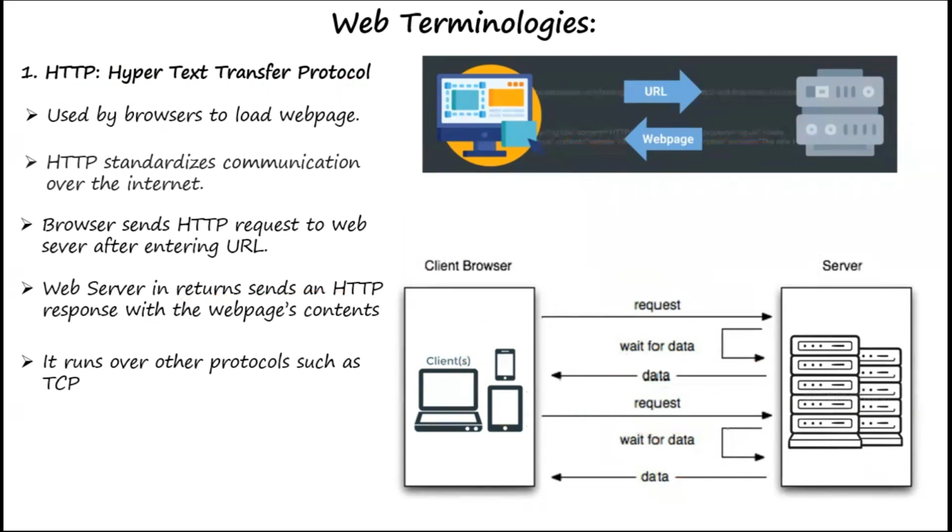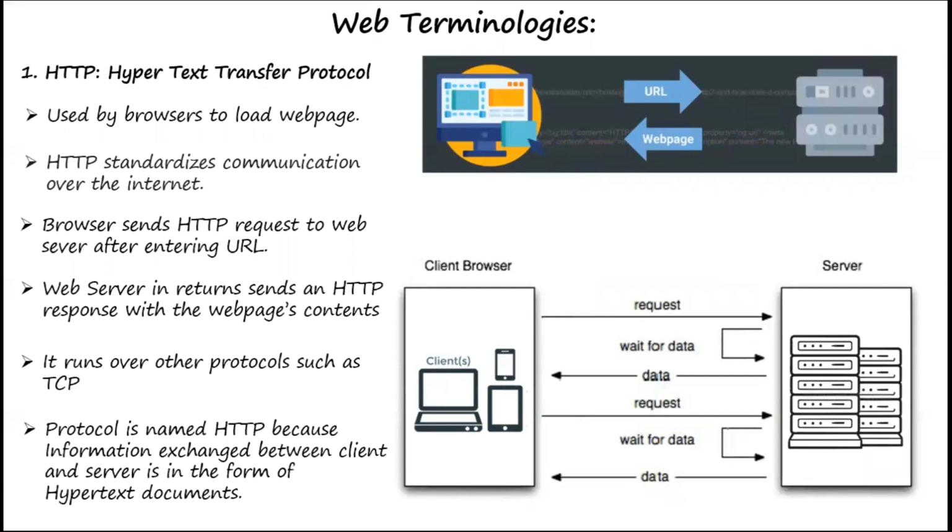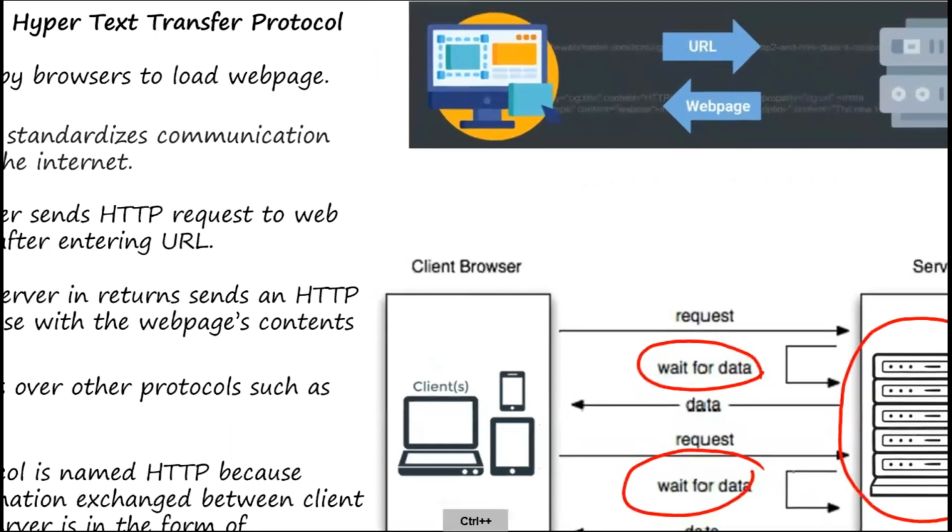So this is a very general definition of web terminologies. The next important part is what happens inside the server. Now we understood what is happening outside. What is this wait for data? What is happening there? Something is happening inside it. Let's understand what's happening inside the server.